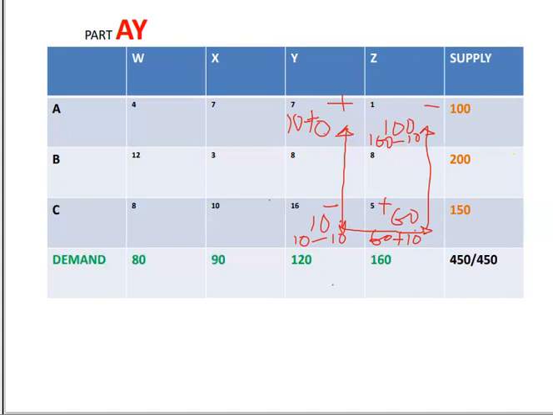Under AY there was nothing. Add 10 to AY, it gives you 10. AZ, you had 100, take 10 away, you have 90. CY, you add 10, and take 10 away. So that's how we do it.